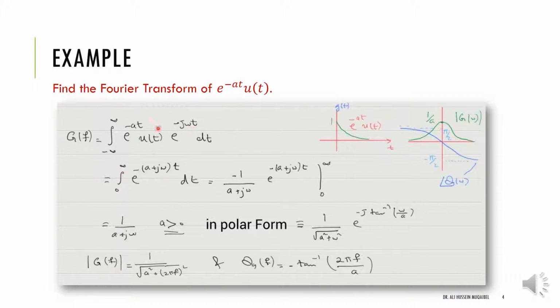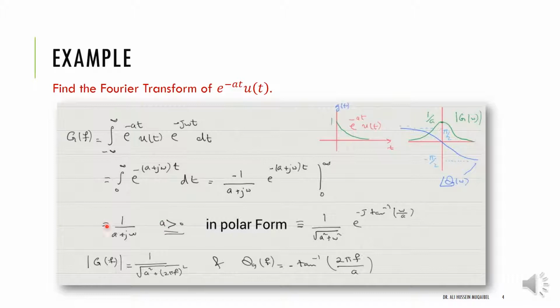And now, two exponents multiplied by each other, we can combine them together. And then you can just integrate the exponential. Remember that everything here is constant, so we integrate, substitute the limit, and we get 1 over a plus j omega. Remember that a has to be positive, otherwise e to the power minus infinity will not tend to 0. So this is the condition that must be met.